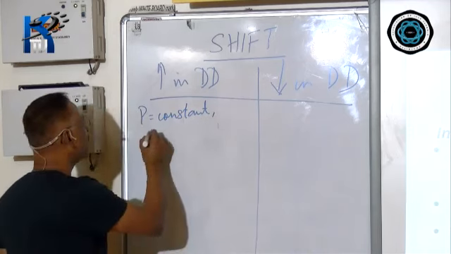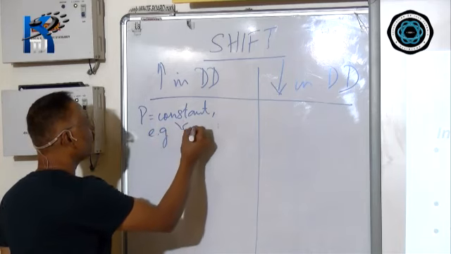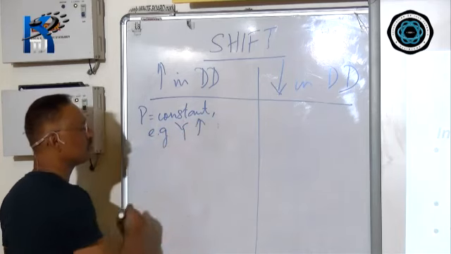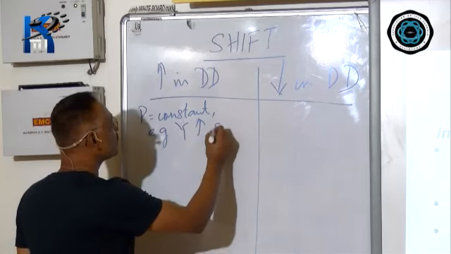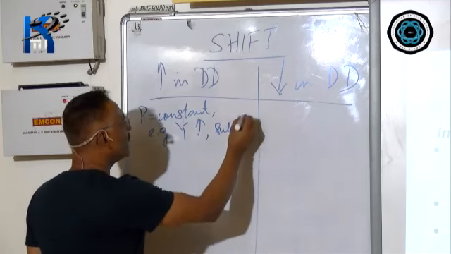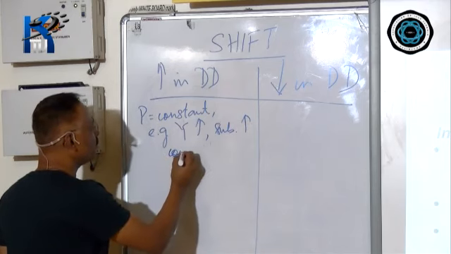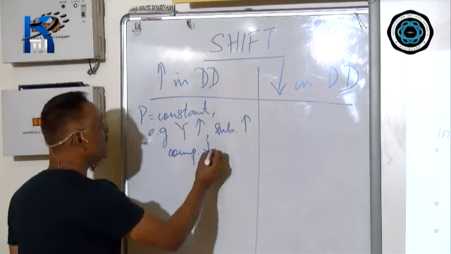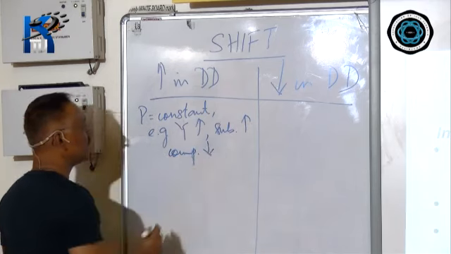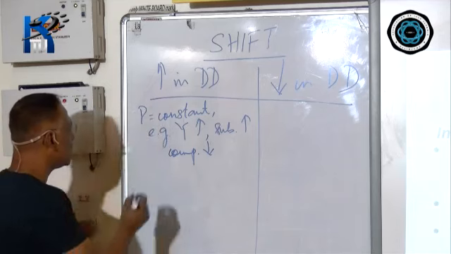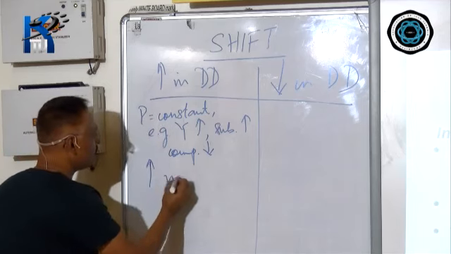For example, you can take income of the consumer will increase. You can say price of the substitute good will increase. We can take price of the complementary good like petrol will decrease. Because of these other factors changing, price is same. What will happen to the demand? There is increase in demand.